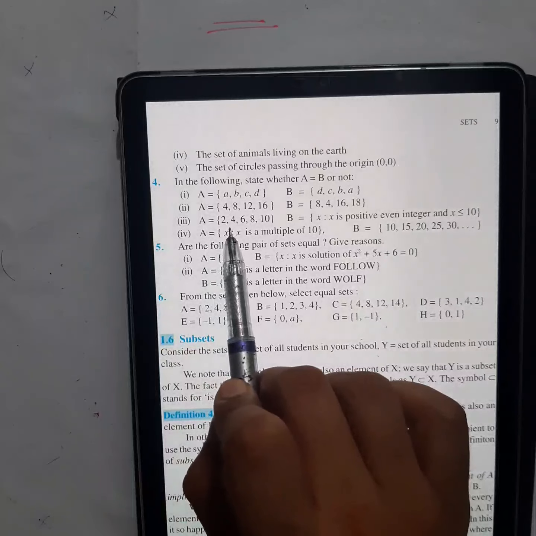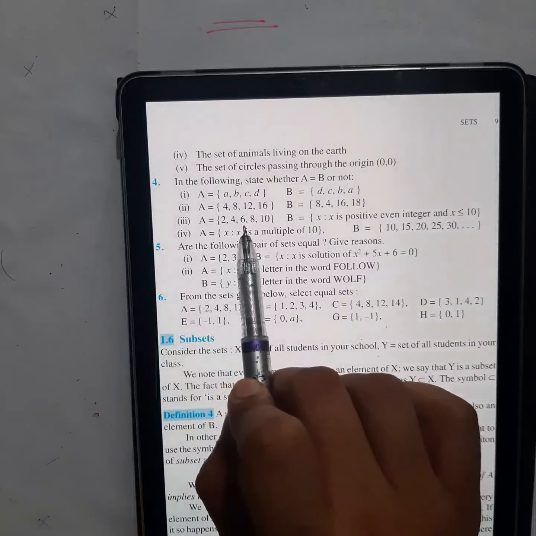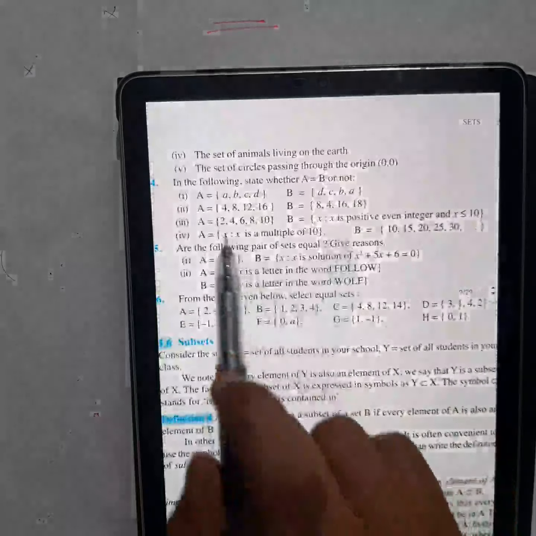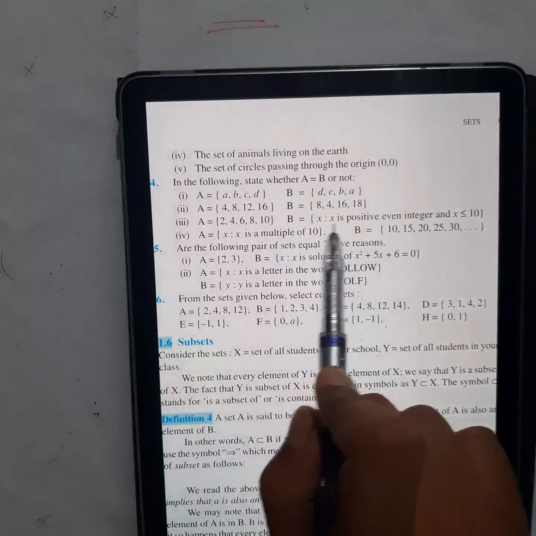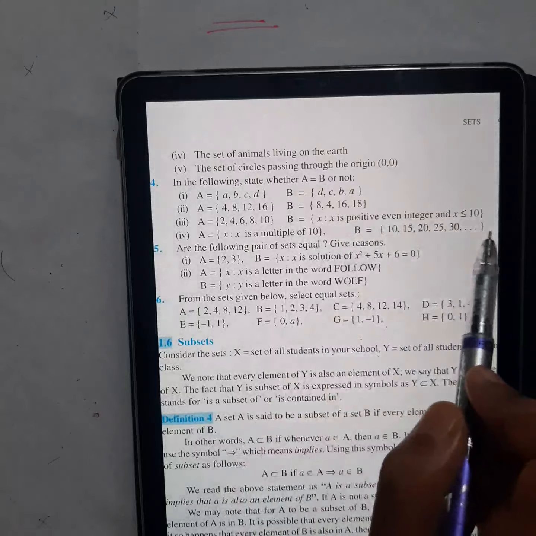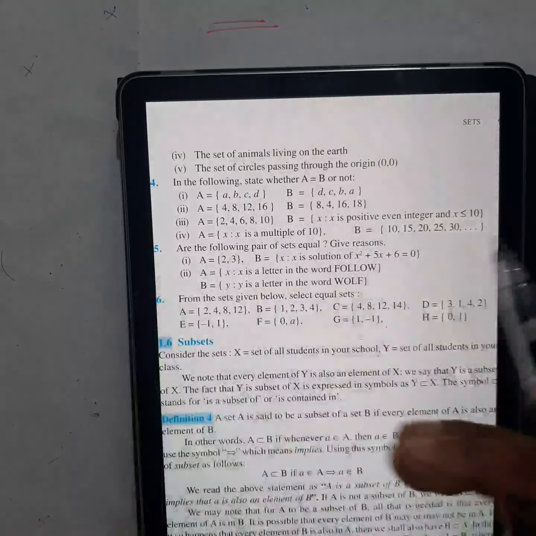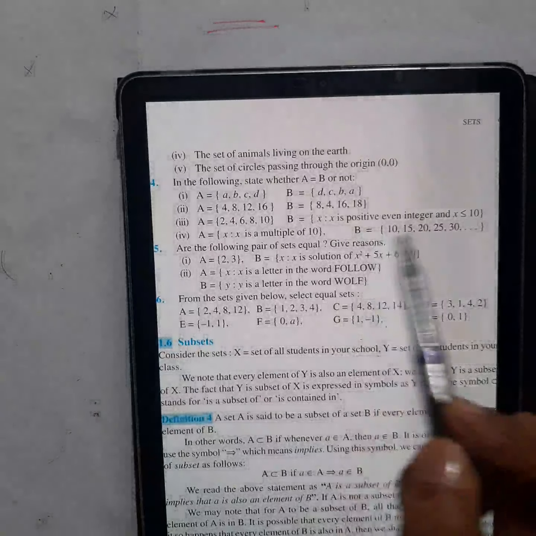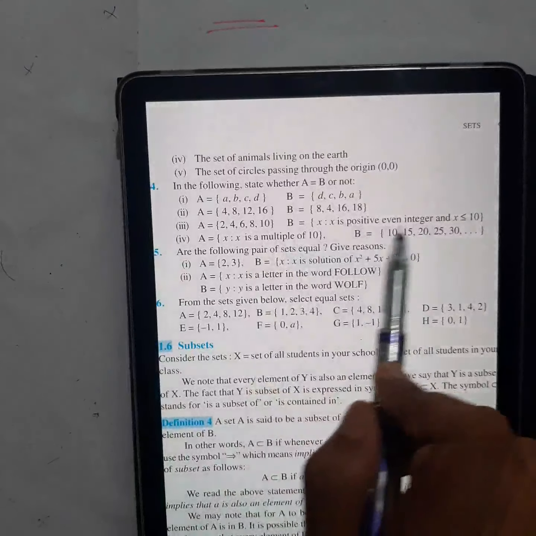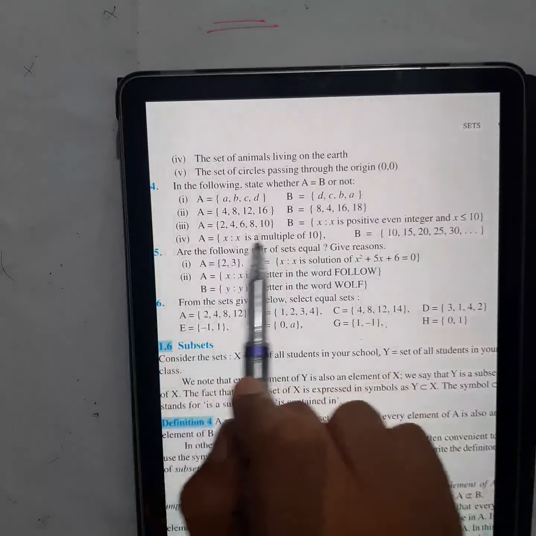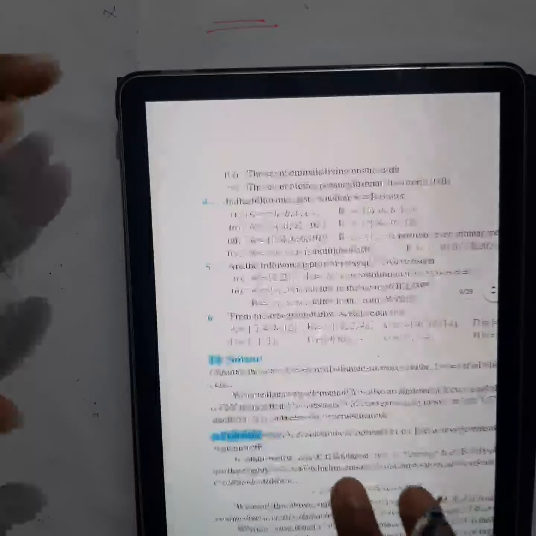So A is having what elements? 2, 4, 6, 8 and 10. So if A is equal to B, B also must have the same elements. Now see, this set is given in set builder form, so let's write this in roster form, and then we will see. Roster form means we will list the elements here, and then we will see whether these elements are the same as the elements in A or not. So let's find out B.